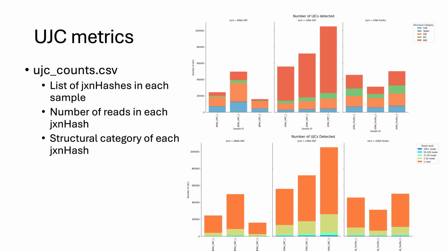In the bottom plot, the same UJCs are shown, but stratified by how many reads support them. This ranges from singletons to highly supported UJCs. This gives us a sense of both the diversity of splicing patterns and the relative confidence in each UJC.